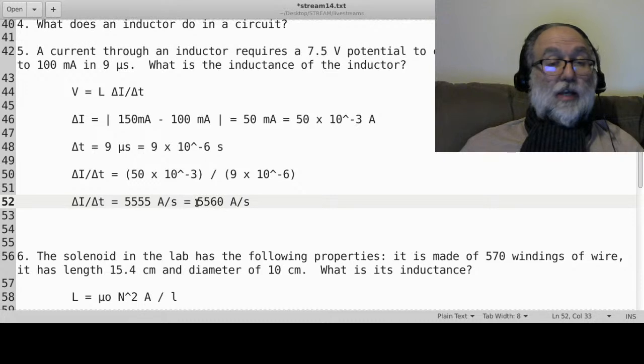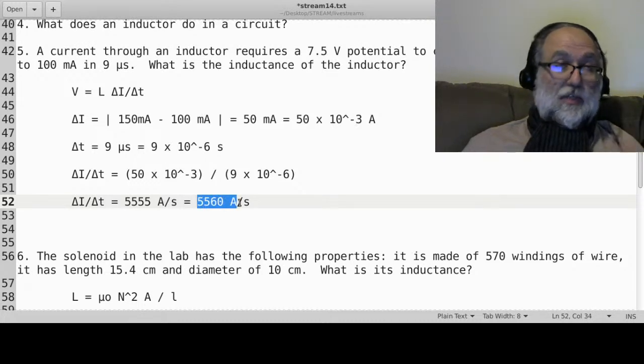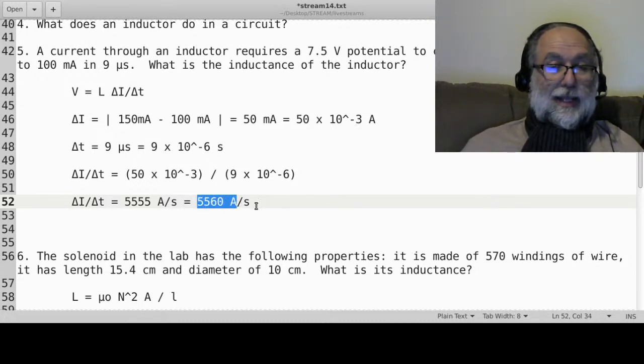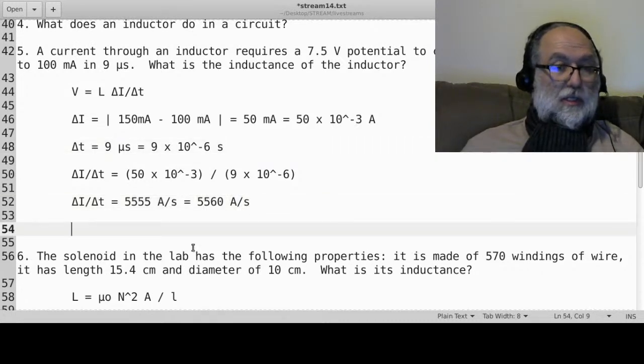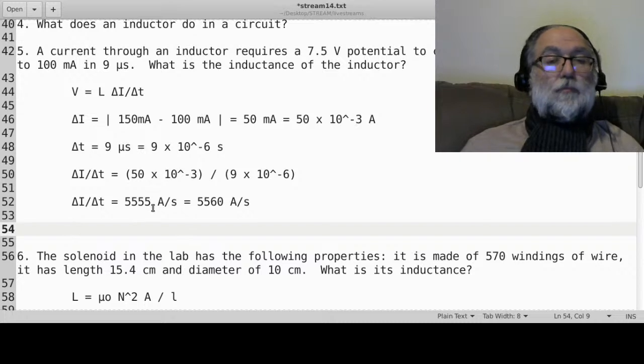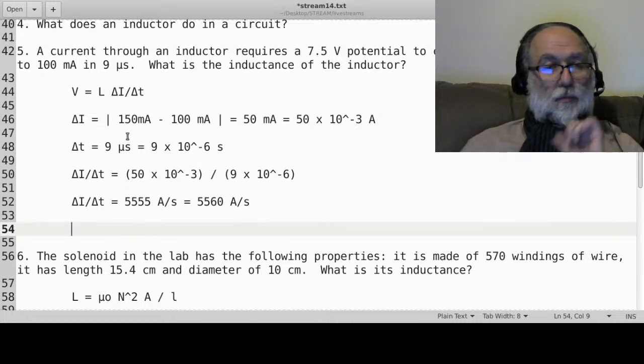5,560 amps per second. That sounds like a lot, because 5,000 amps is huge. Okay, that's like lightning level. But don't forget, this is happening over microsecond ranges. Okay, so it's not that bad. It's over a very short period of time.